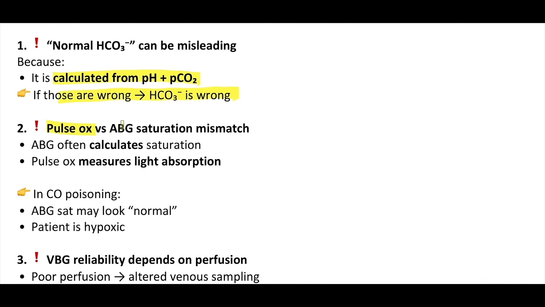Pulse ox versus ABG saturation mismatch. ABG calculates the saturation. Pulse ox measures the light absorption. So there are shortcomings to each of these. For instance, carbon monoxide, CO poisoning. The ABG may look normal, but the patient is hypoxic, right?